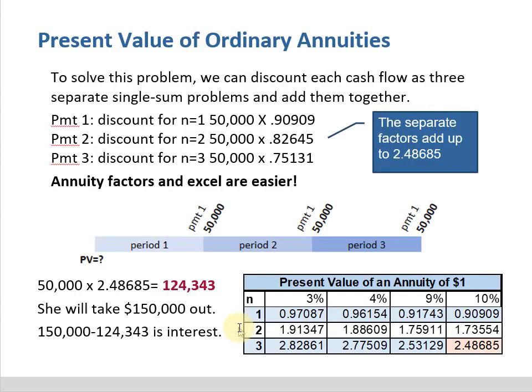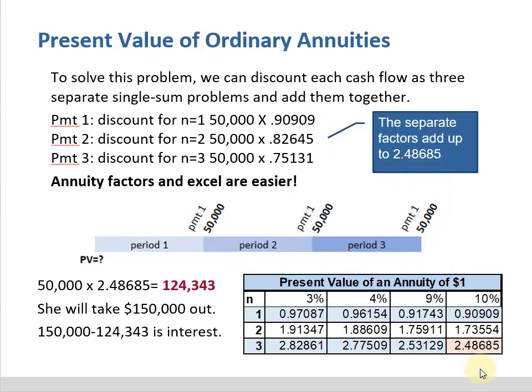Once again, we could solve the problem by setting it up as 3 separate problems. We could compute the present value of this payment for 1 year, this payment for 2 years, and this payment for 3 years. If you do that math, you can look up the factors and do the math and add them up. You'll see that you'll get the same answer that we're getting using the present value of an ordinary annuity table.